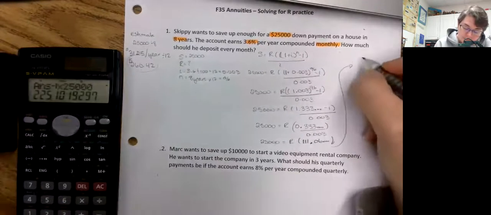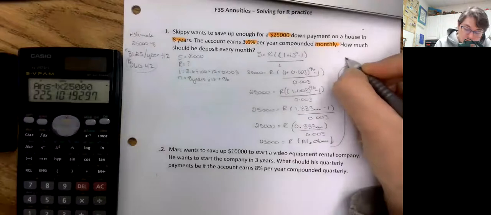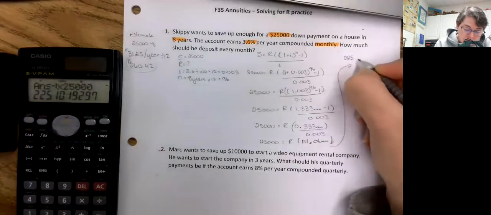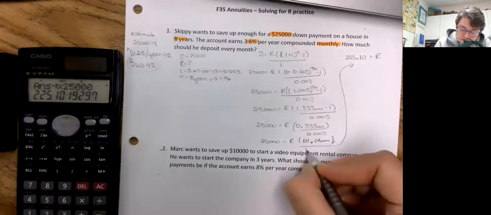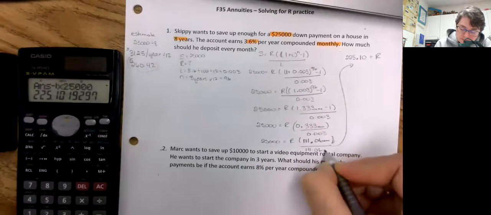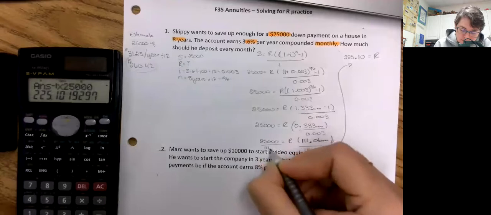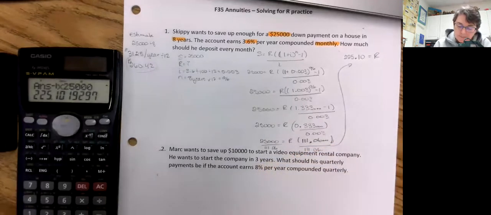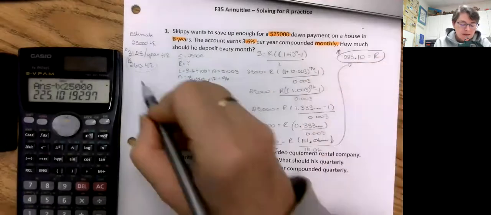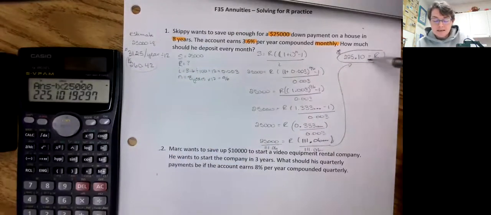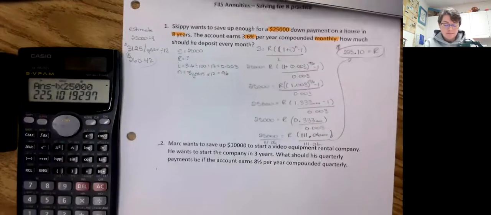Aha! Now I get 225.10 is equal to R. That makes way more sense. And that one's going to be a little higher than the estimate because this is going in the bank and it's going to earn some interest, so that's going to make up the difference.